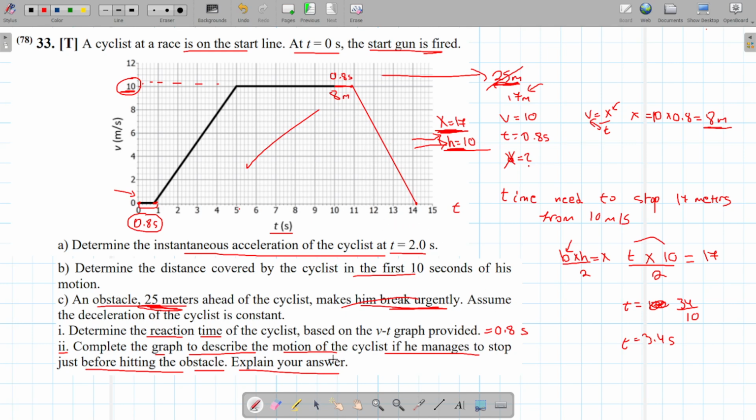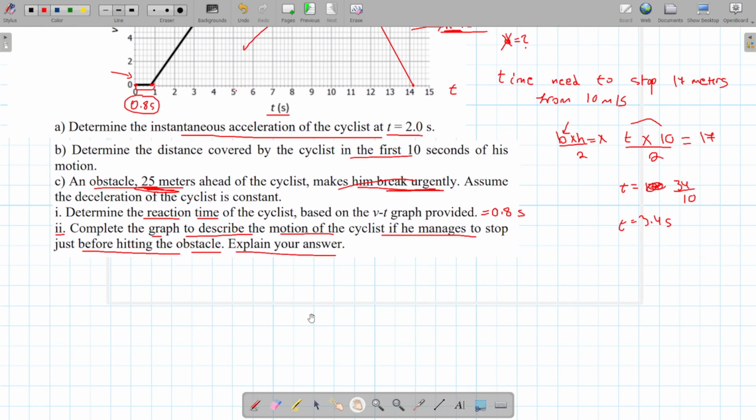Okay? And just say no to explain your answer. You just show your work. Say: this triangle, the area of it will be equal to the distance. So base times height over 2 should be equal to 17. Substitute the base with the time and the height with 10, over 2 equals 17, and you get it. Just show your work.